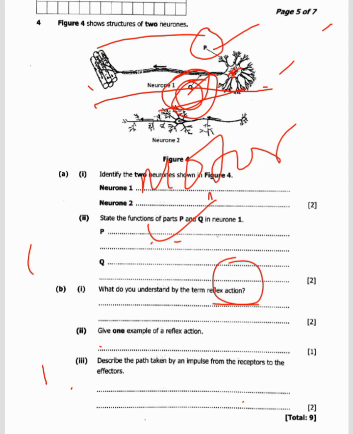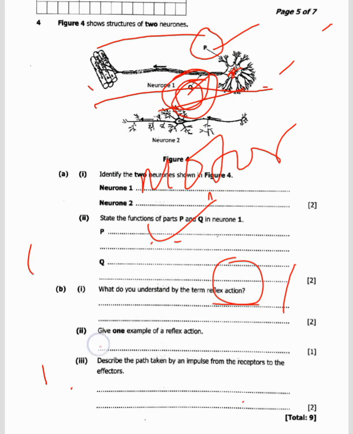Another example is when a small insect enters into your eye and you just start removing it. That is also an example of an automatic response, a reflex action, or a knee jerk. Those are some of the examples. So we can just put one there: withdrawing a hand after touching a hot object.